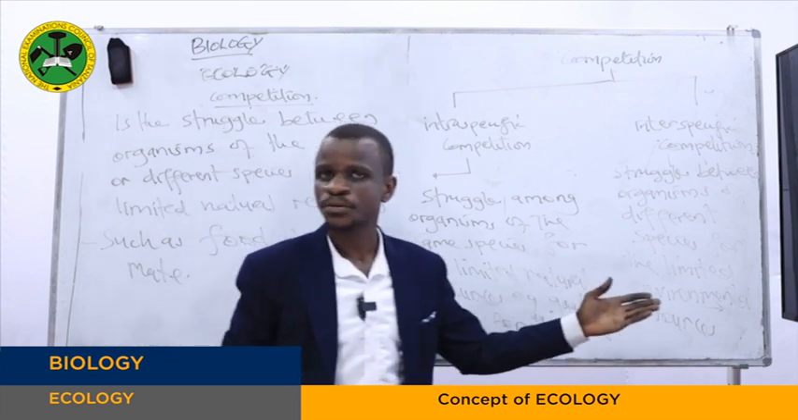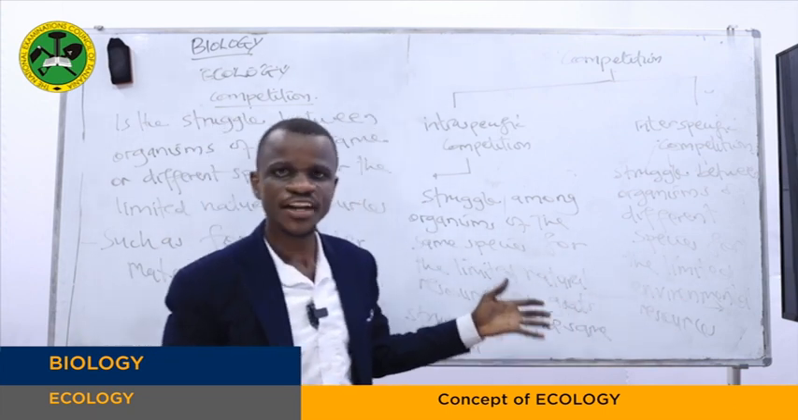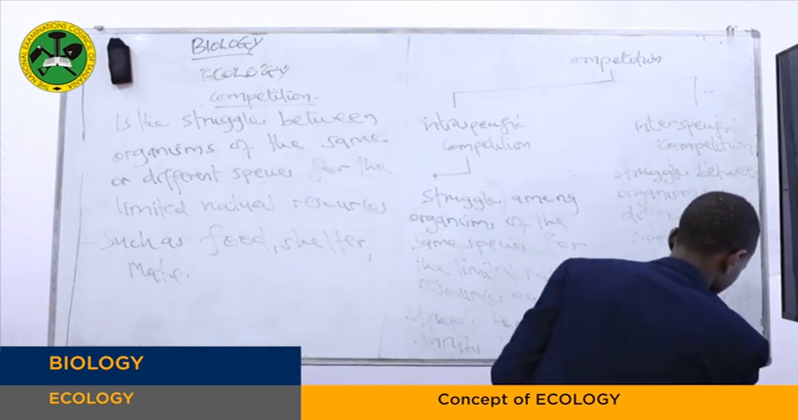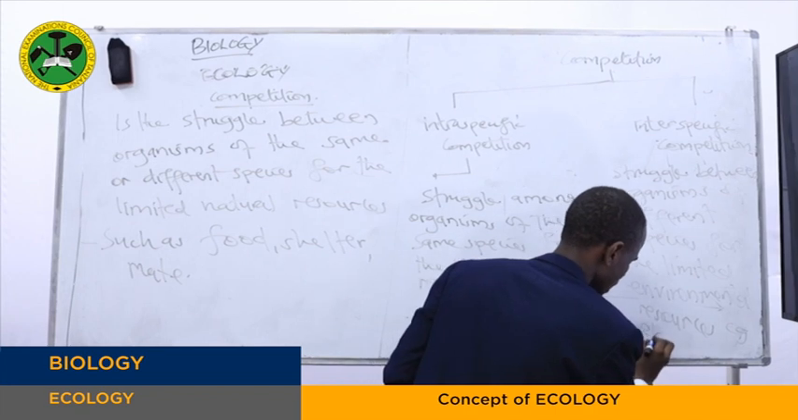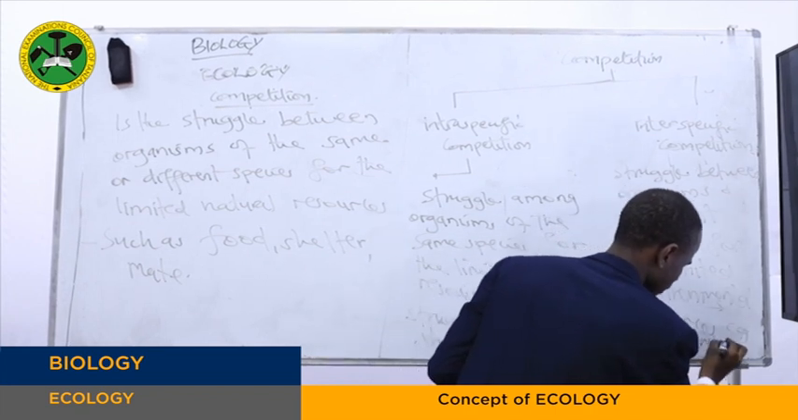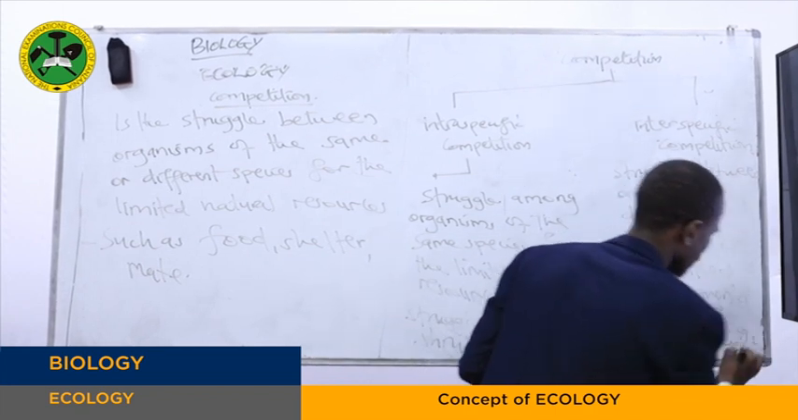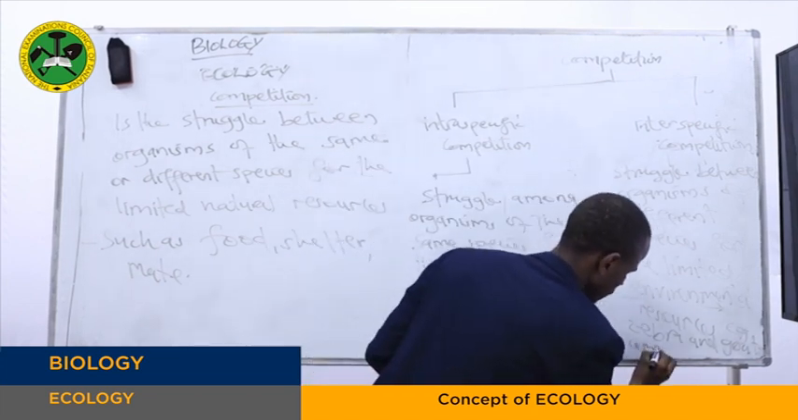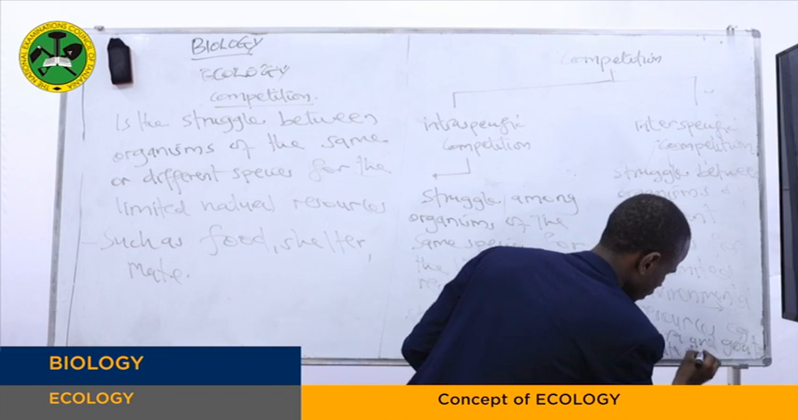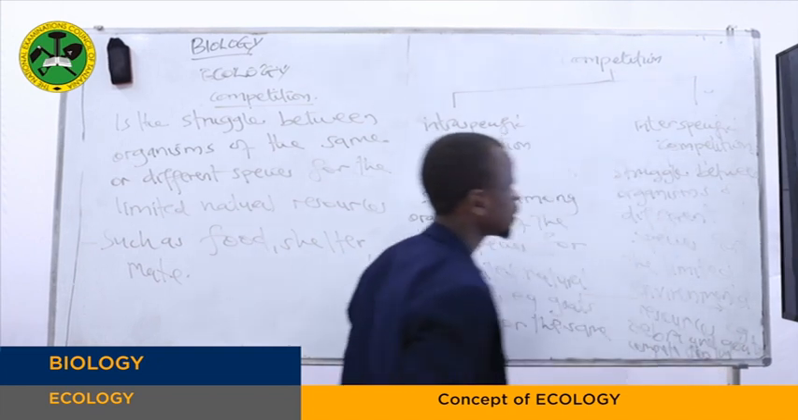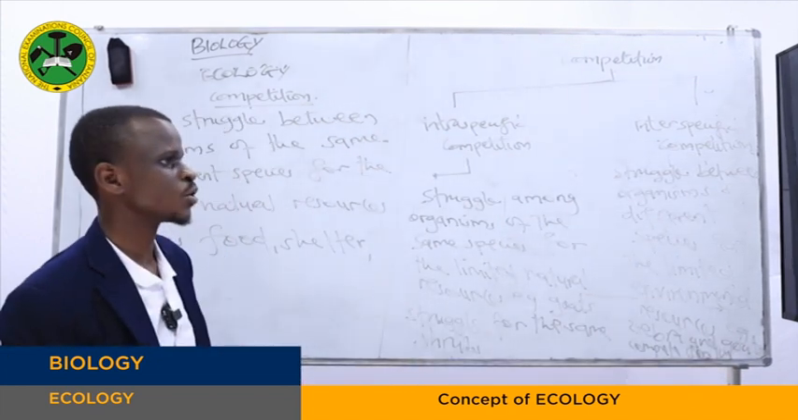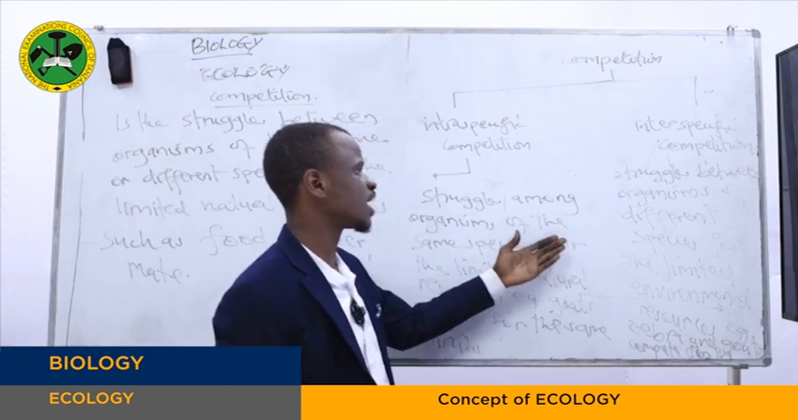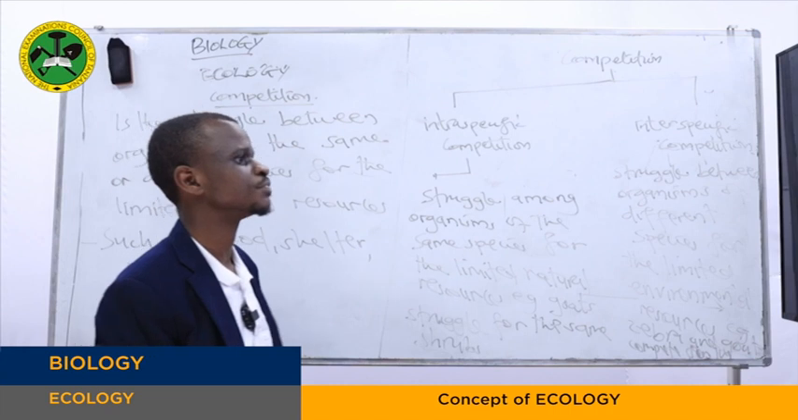Take an example. Zebra and the goats are competing for the same shrubs. That is interspecific competition. You see now how organisms interact in the ecosystem.